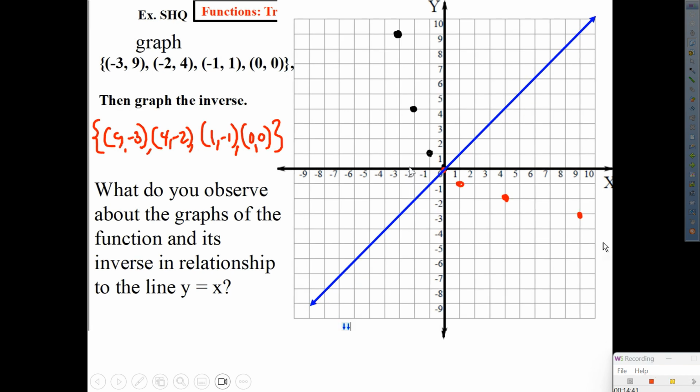I gave you guys a second one like this. Here's the original points, which is this one, this one, this one, and this one. Do they look like they are reflecting this way? Yes, using this line, which is y = x.